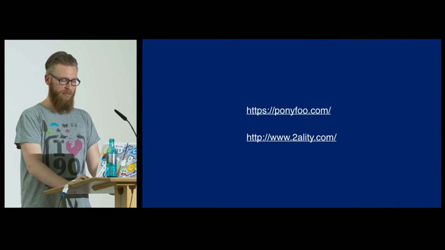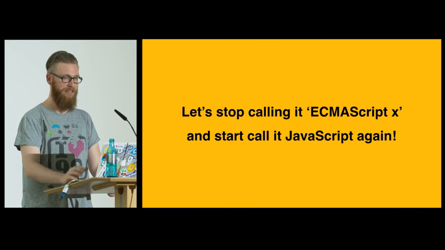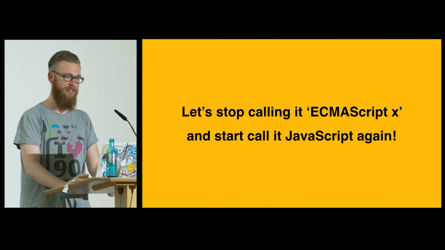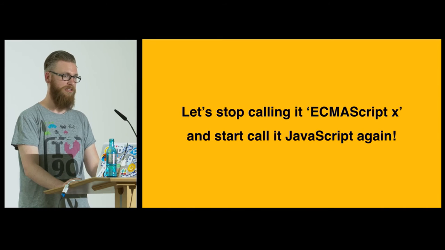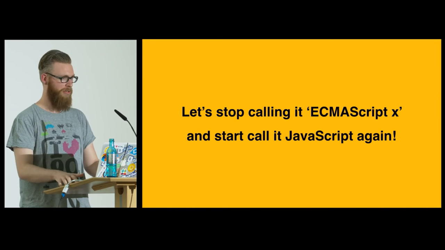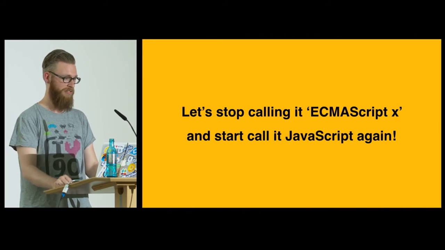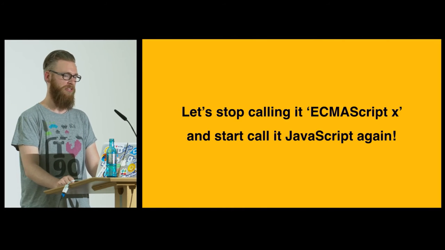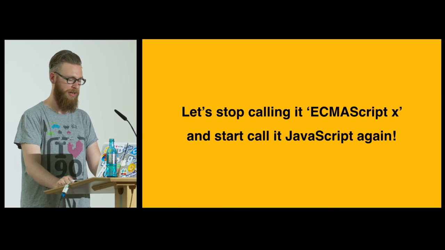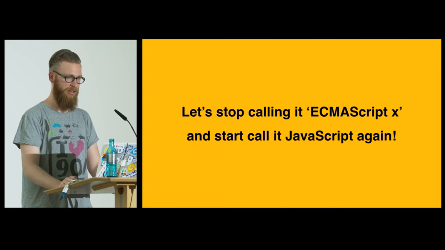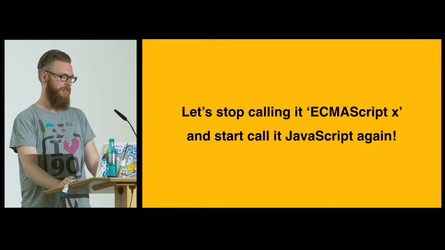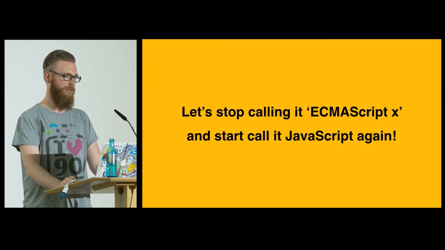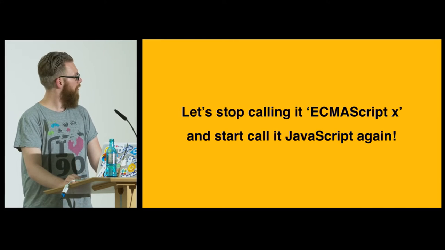And I want to leave you with one last thing. So let's please stop calling it ECMAScript X and start calling it JavaScript again. Those version numbers are only needed for talks like this if you really want to say the specs. And I think we could just call it JavaScript and say if it's supported in our browser, we're not saying, well, maybe this is supported in CSS colors level 4. So I think we could call it JavaScript again, because otherwise it will take some time to get used to it.